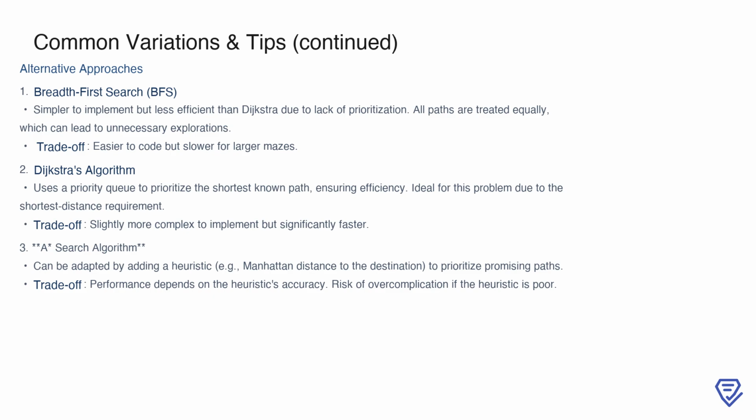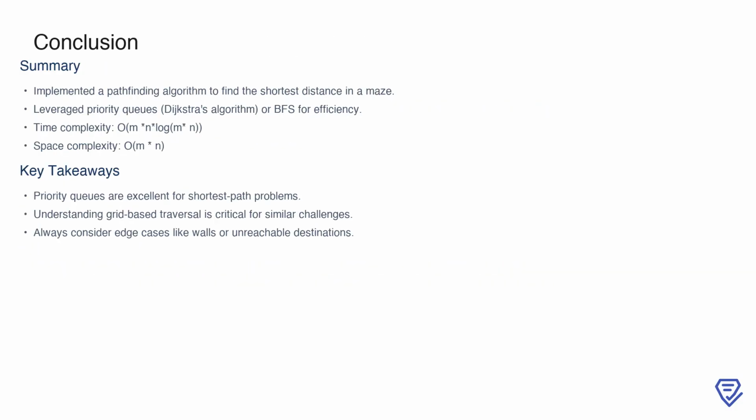Dijkstra's algorithm, on the other hand, leverages a priority queue to prioritize the shortest known path, ensuring greater efficiency. It's a bit more complex to implement, but the trade-off is well worth it for problems where shortest distance is required. Finally, the A* search algorithm introduces a heuristic, like the Manhattan distance to the destination, to prioritize promising paths. While A* can outperform Dijkstra if the heuristic is accurate, it can become overly complex if the heuristic is poorly chosen. Each approach has its strengths and trade-offs, so it's important to choose the one that best fits the problem's constraints and requirements.